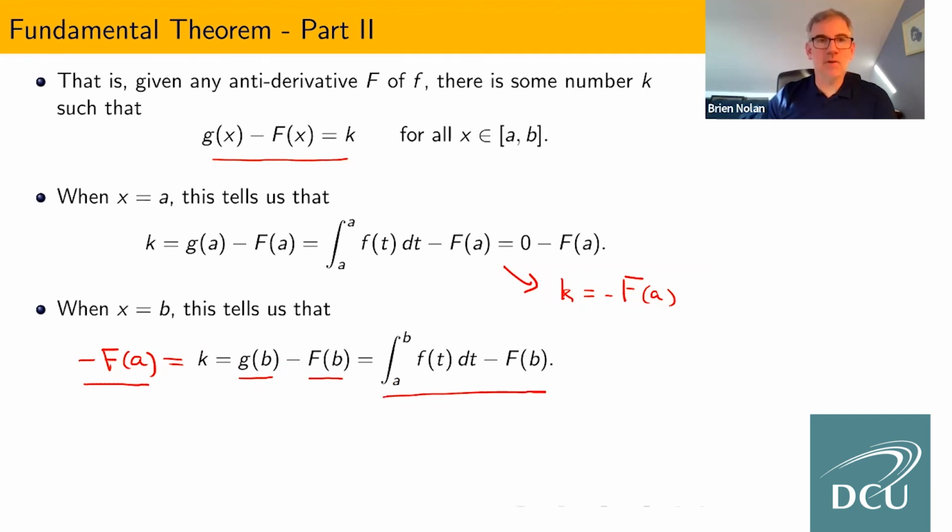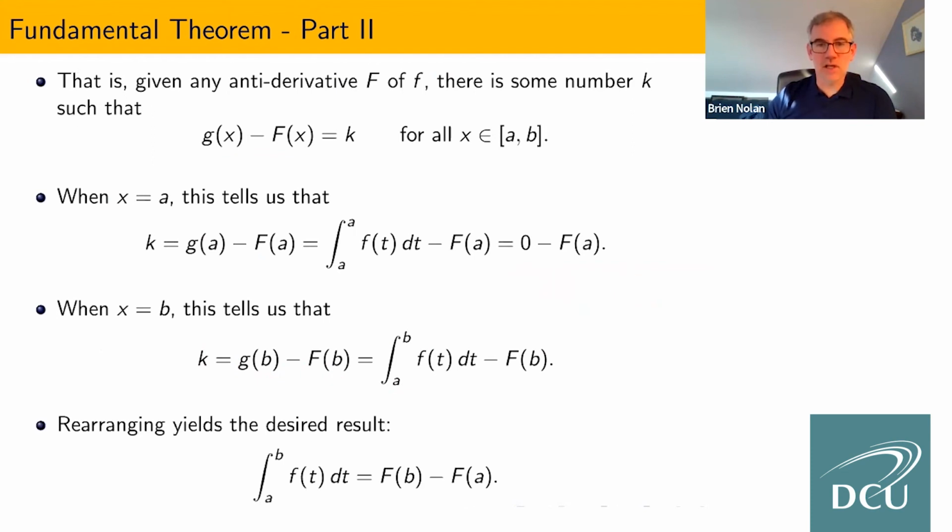A little bit of rearranging gives the desired result: the integral from a to b of little f of t dt is capital F of b minus capital F of a, because remember, k there on the left was equal to minus capital F of a. There's a little bit of maneuvering here, but we see that part 2 of the fundamental theorem comes straight from part 1 of the fundamental theorem. The integral from a to b of f of t dt is capital F of b minus capital F of a, where capital F is any antiderivative of the original function little f.